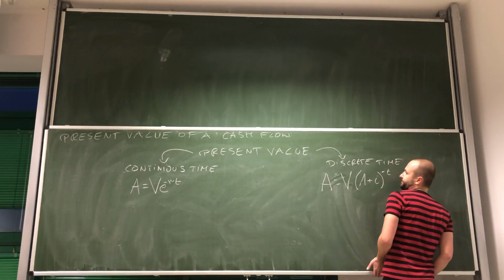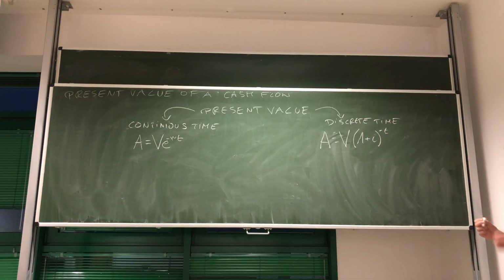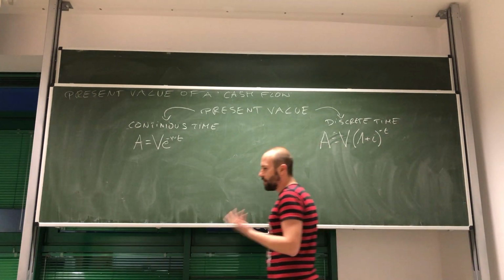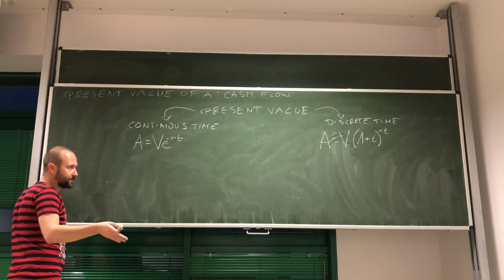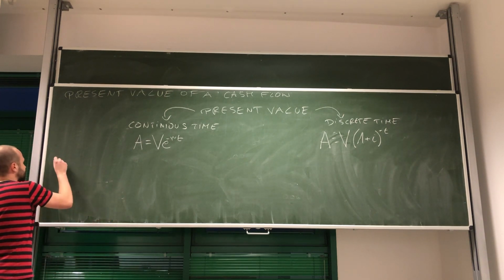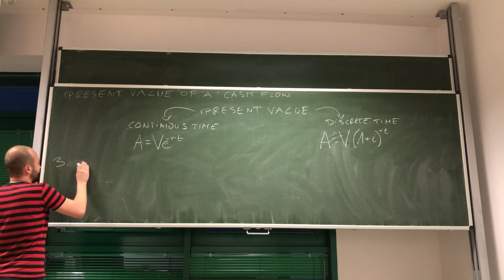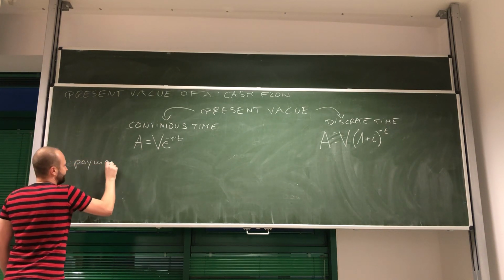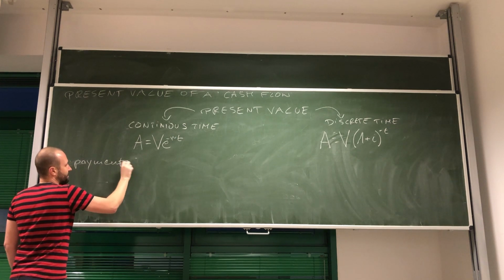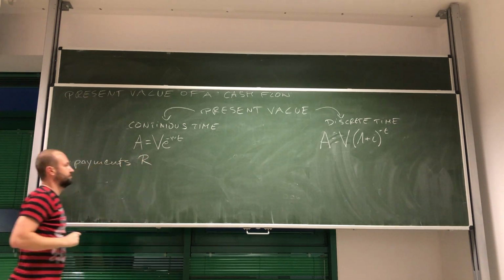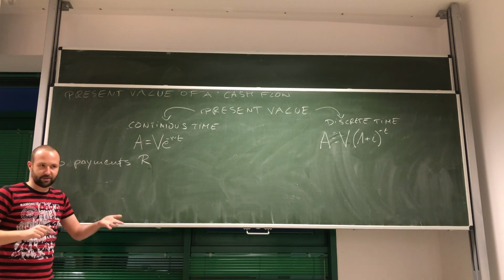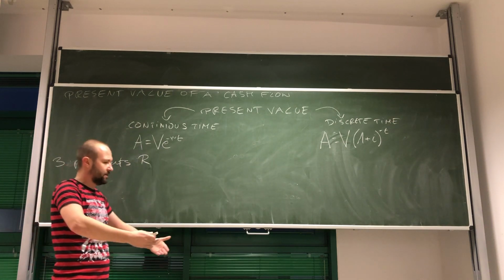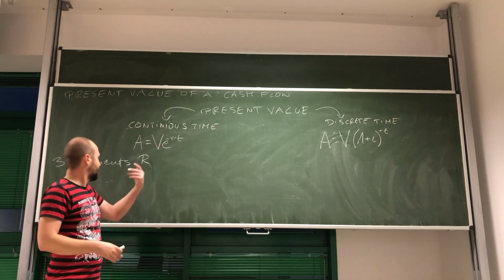Okay, so now let's complicate the situation slightly. What if now you were promised to receive 3 revenue streams or 3 payments in the value of R? So this R denotes our revenue stream. So we will be getting some amount of money each year.